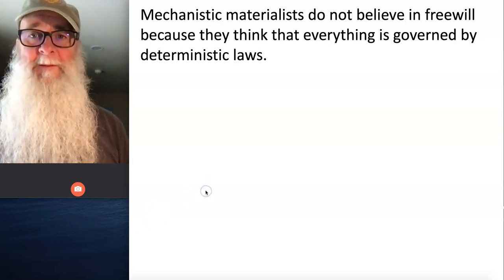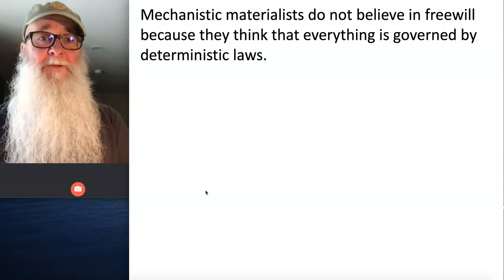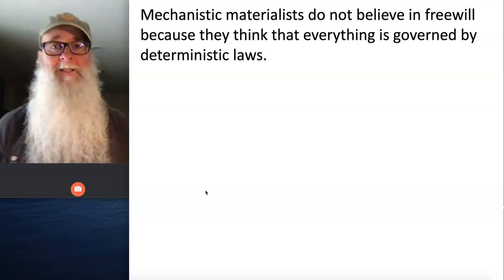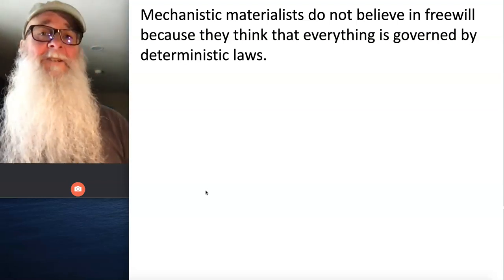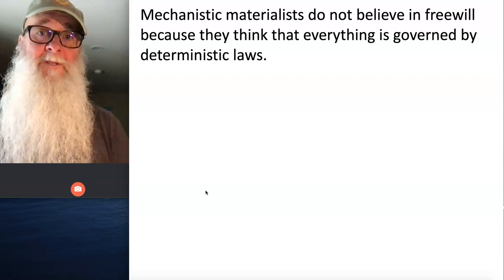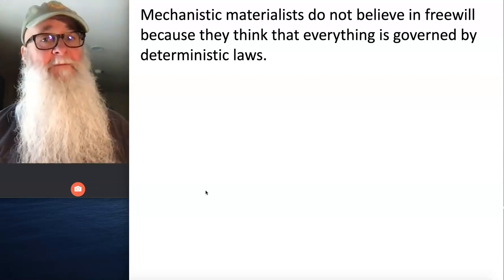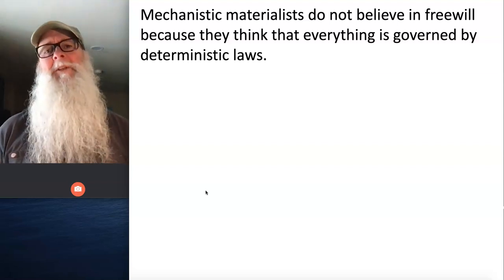So here's an argument. Mechanistic materialists do not believe in free will because they think that everything is governed by deterministic laws. This is an enthymeme. It is an argument that's expressible as a standard form categorical syllogism, but it's missing something, either a premise or a conclusion. You're going to figure out what that is, and you're going to determine whether this argument is valid or invalid.